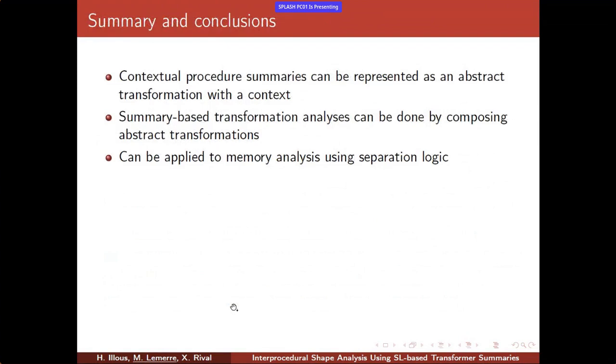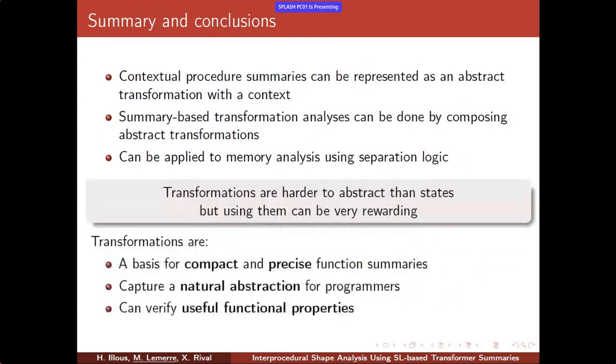So, to conclude, some key takeaways: contextual procedure summaries can be represented using this abstract transformation. They are very useful for that, but it's also very useful to complement this abstract transformation with an abstract state which describes the context in which you can apply the abstract transformation, and it allows much more precise interprocedural analysis. Then you can use this summary-based transformation analysis by using this abstract composition operator. And of course, you can apply this to shape analysis using separation logic, but it's really important to see that you can apply this in many other contexts also.